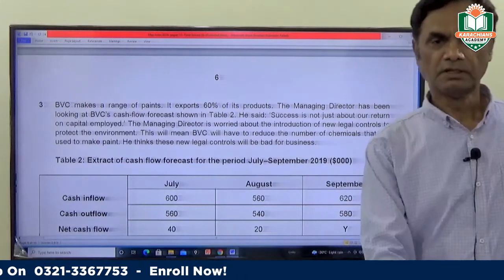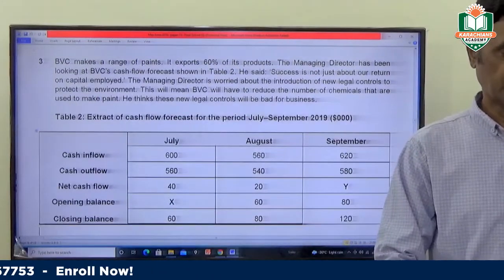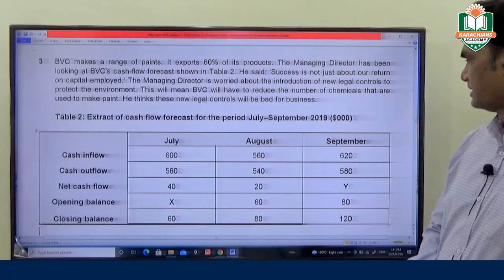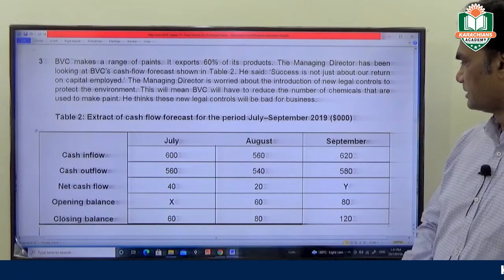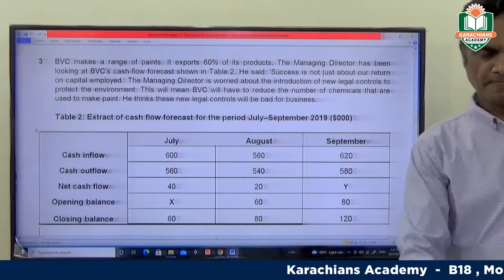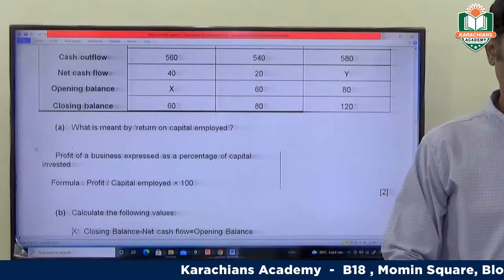Okay, students. Now here come to question 3. Here is an extract of cash flow forecast for the period July-September 2019, amounting $1,000. Cash flow. Now here come to question number 3A.